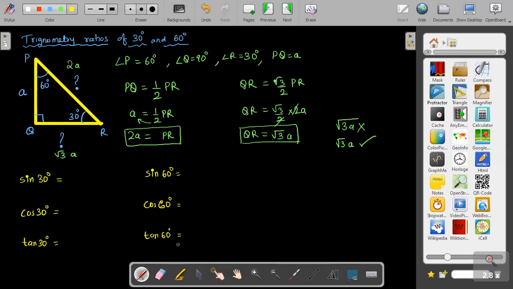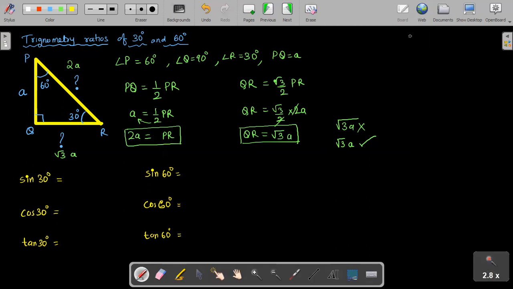If you can cancel something, divide something, you divide it and give the final answer. Don't give me decimal answer. The answer will be always in the fraction.